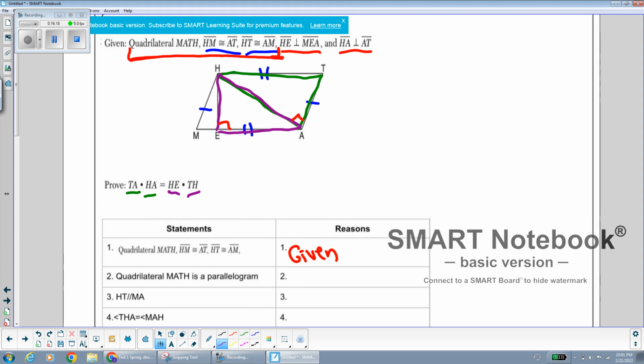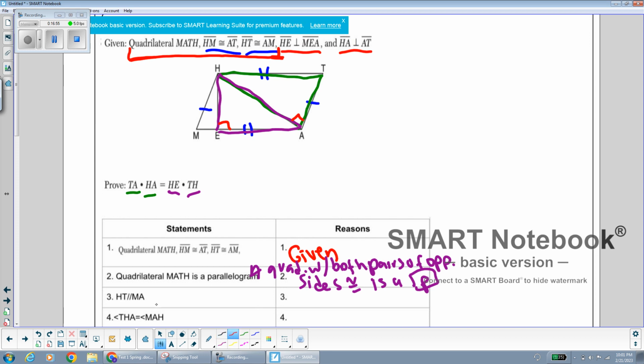So let me think about what I know about the quadrilateral that would make that true. From our givens, the only thing I see other than the right angles is the fact that these sides are congruent and these sides are congruent. So I'm thinking it's a parallelogram because both pairs of opposite sides are congruent. So I'm going to write here a quadrilateral with both pairs of opposite sides congruent is a parallelogram.